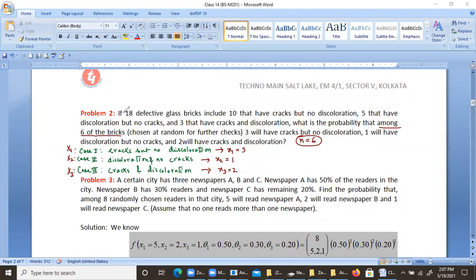And also it is written in the beginning of the problem that there were 18 defective glass bricks, and they include 10 that have cracks but no discoloration, 5 that have discoloration but no cracks, and 3 that have cracks and discoloration. Nothing is mentioned here whether the situation is biased or not. So we can definitely assume the situation to be unbiased, and with the help of the classical definition of probability, we can allocate the probabilities. So from the above sentence, we can associate the probability θ1 to case 1 as 10 by 18. We can associate the probability θ2 to x2 as 5 by 18. And we can associate the probability θ3 to x3 as 3 by 18.